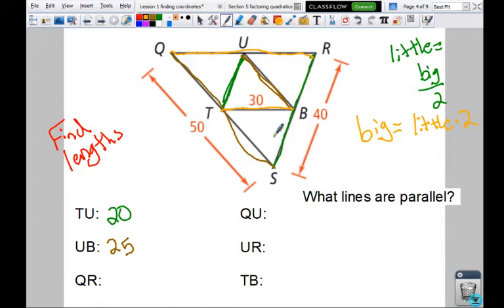It's going to equal little times 2. So little is 30, multiplied by 2, we get 60. Interesting. Alright, let's keep going. We're going to look at QU. Now, QU is right here, right? Is this a whole little mid-segment? No. Mid-segment is from the middle of sides. QU is from a corner to a middle. But we can find QU because these are all mid-segments in the middle, which means this is congruent to this.